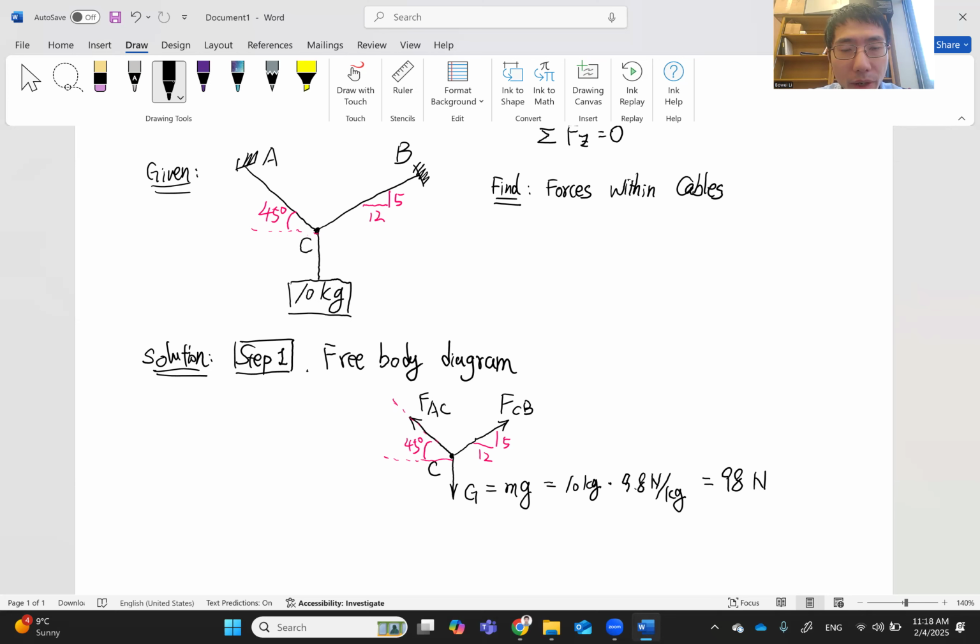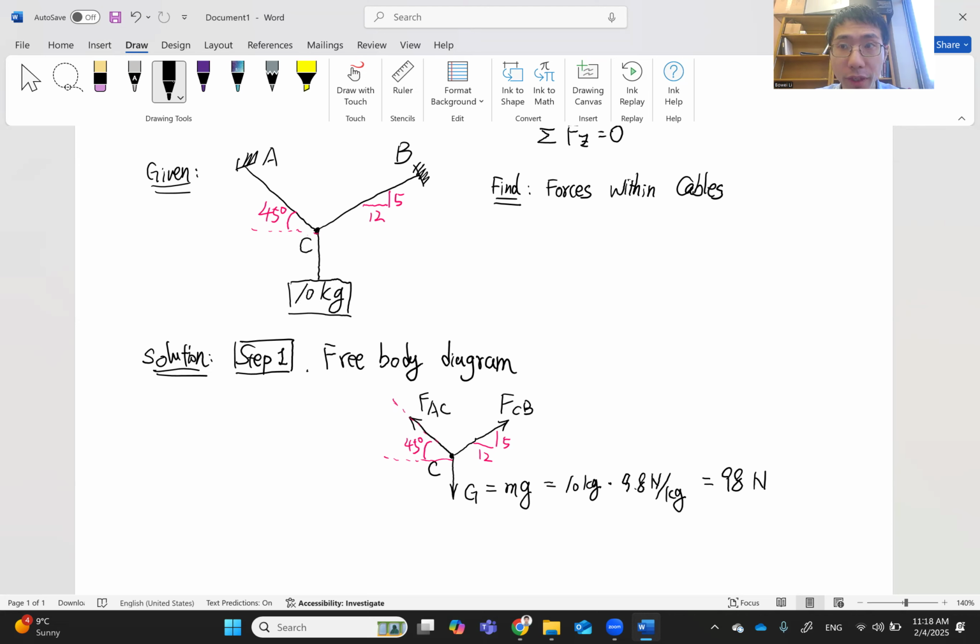Now have we already represented everything that used to connect to C by forces here? Seems yes, right? Because previously we had cable AC, cable BC, and the object all connected to C, and we respectively represented them by force AC, force CB, and the gravity here.